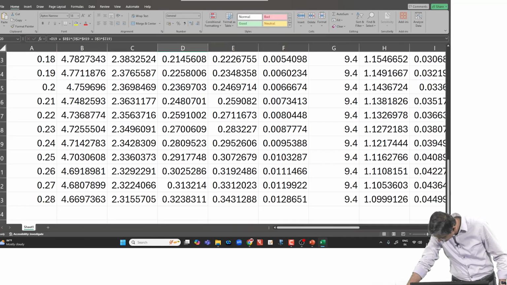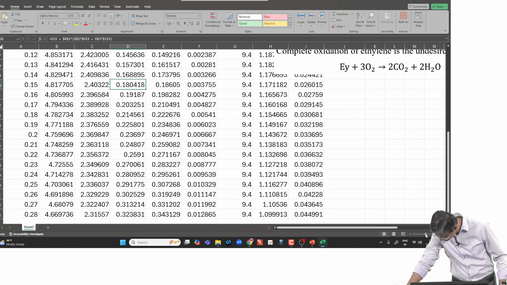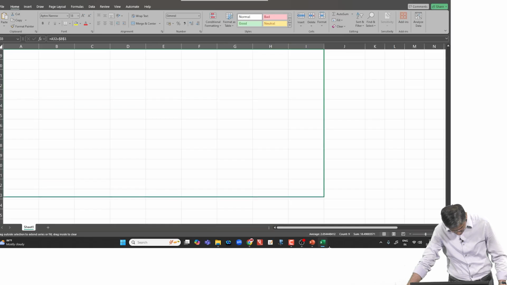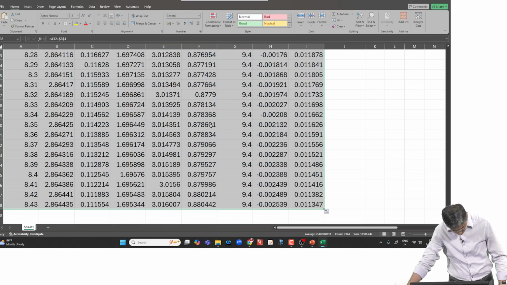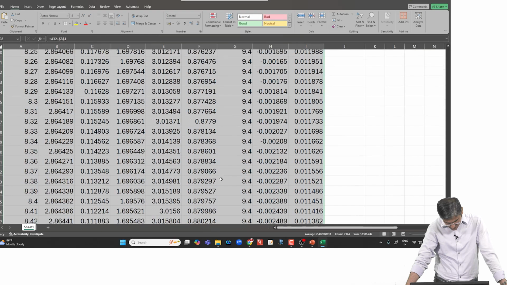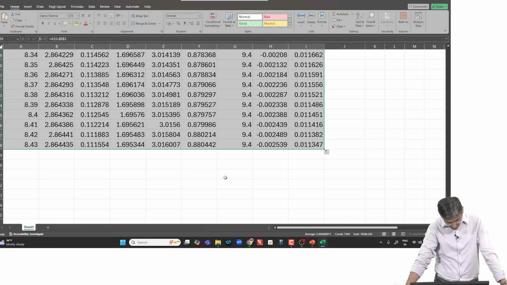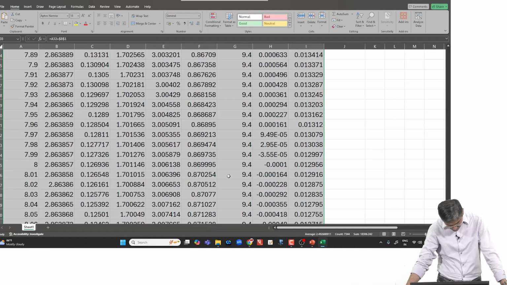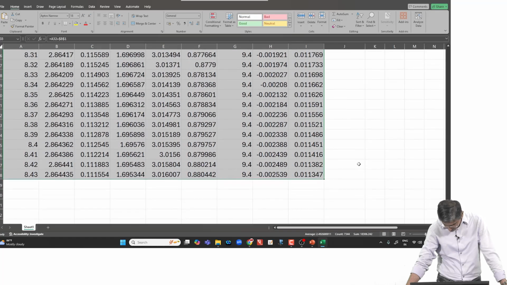Let me zoom out a bit. After 8 minutes, it looks like the first reaction has reached some kind of equilibrium. The second reaction is still perhaps going on. You can keep dragging.